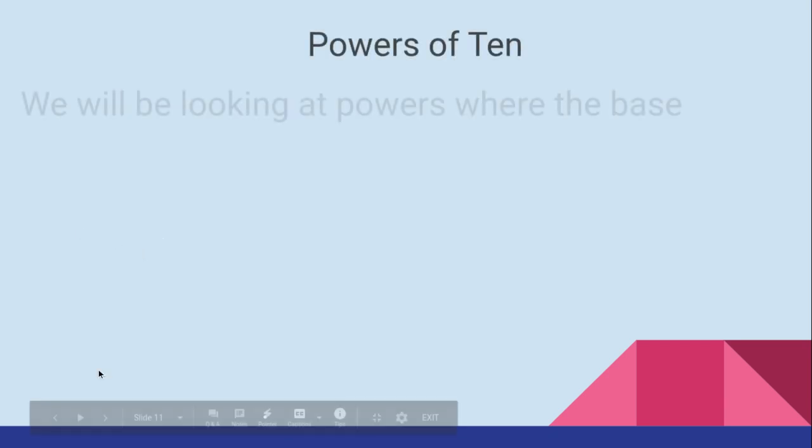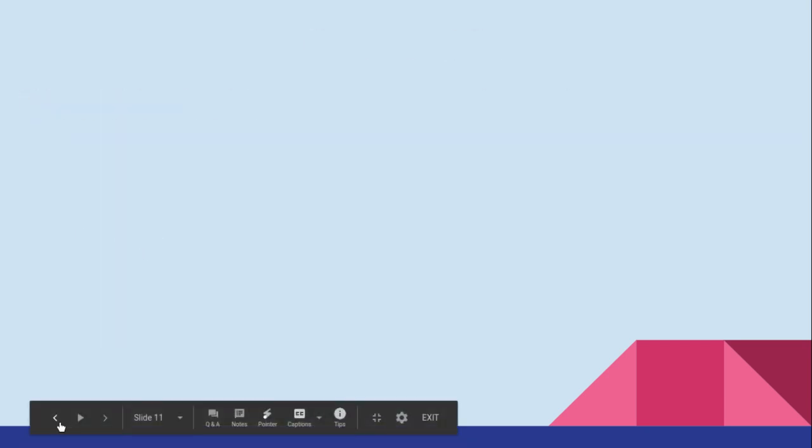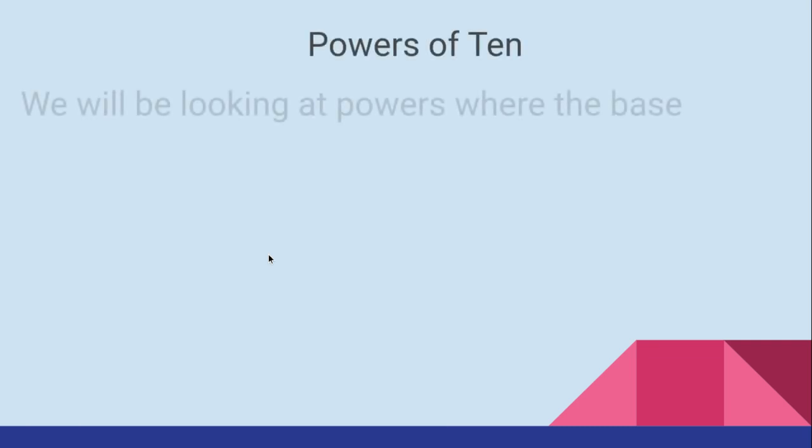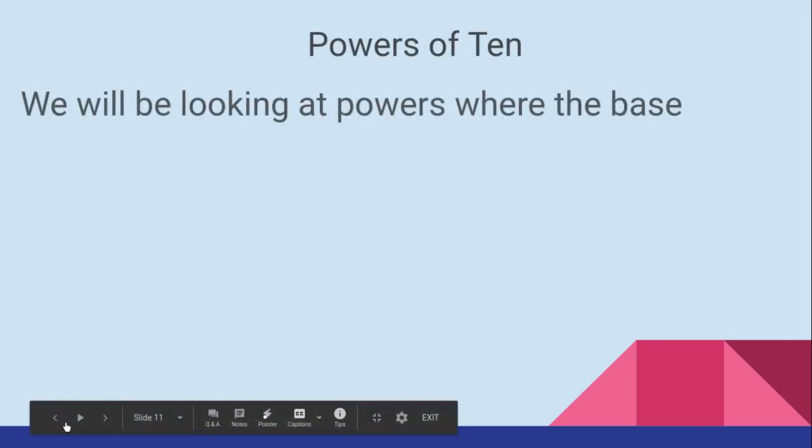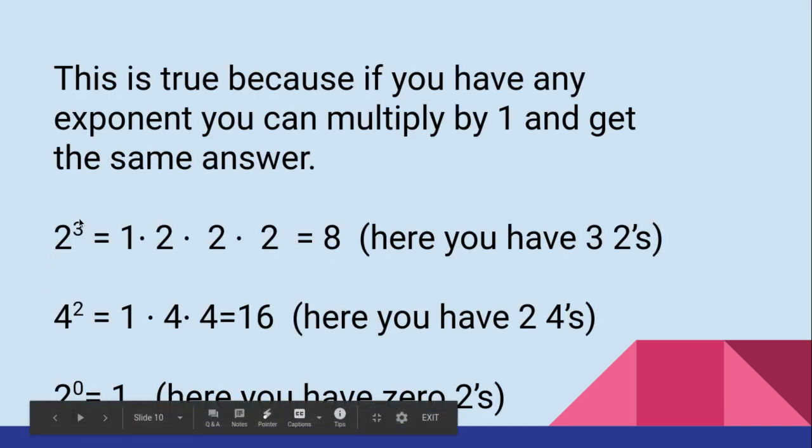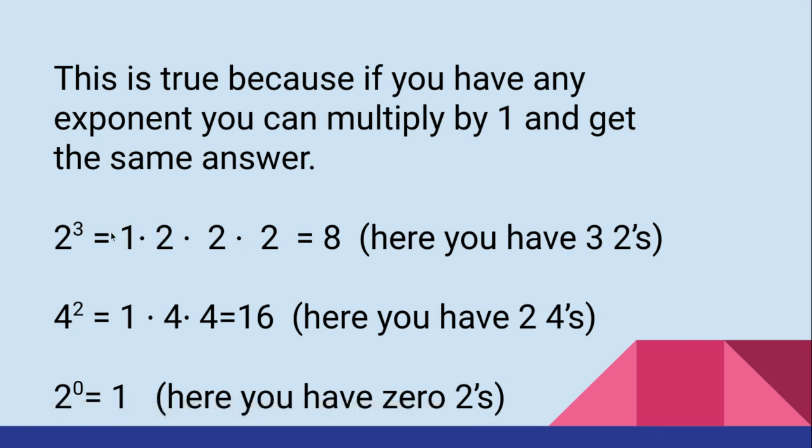Hold on, I've moved forward on my slides. I apologize. Okay, so when I have 2 to the third, I'm going to have 3 twos. 3 is my exponent that tells me how many times I'm going to repeat that base number.